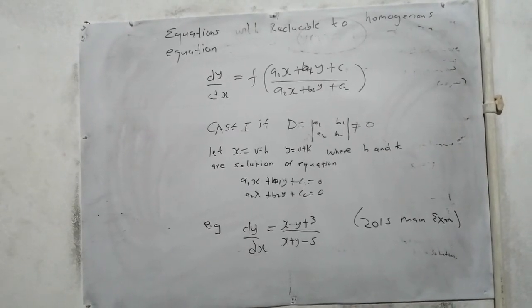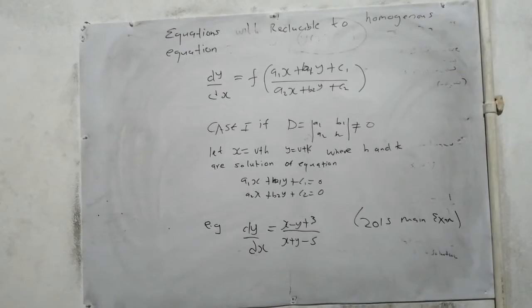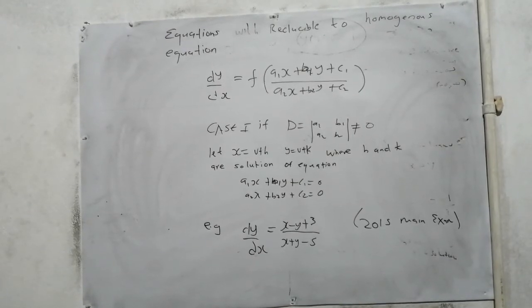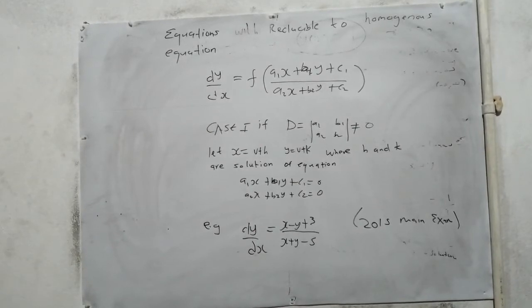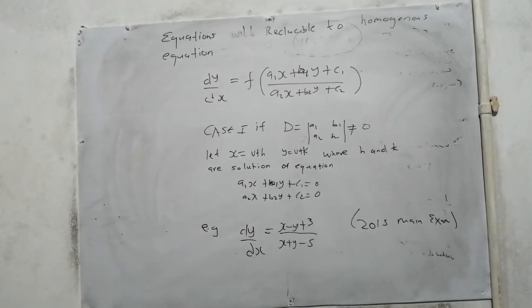So today I'm going to quickly demonstrate how we solve the equations reducible to homogeneous equation. So these are the conditions that we have. dy over dx is equal to a certain function f of x and y. This will be in the form of a quotient wherein the numerator is a linear function and the denominator is a linear function, in that particular format.